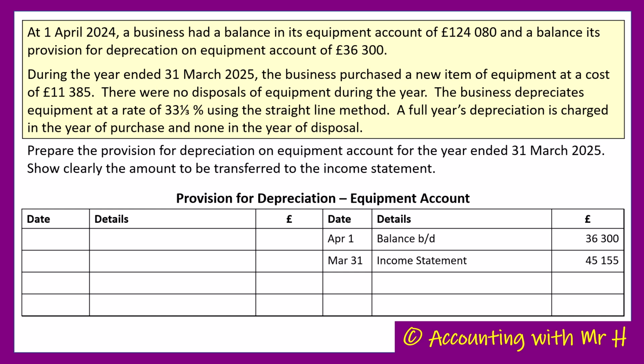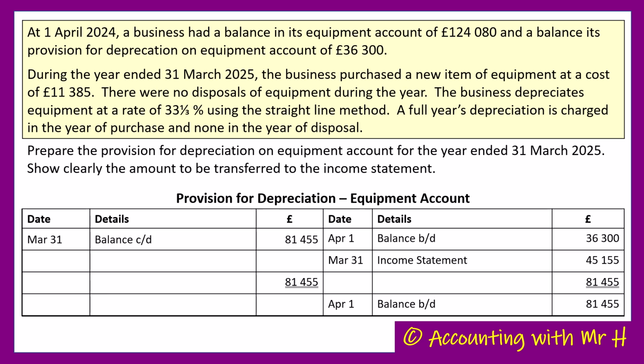You'll see I've put it in. And so that's increasing the total depreciation that they've now done on equipment. If I now balance off the account at the end of the year to £81,455. Remember, straight line depreciation is a calculation based on the cost of the asset, as opposed to reducing balance depreciation, which is based on the net book value of the asset. And remember, net book value is the cost, take away any accumulated depreciation. In other words, any depreciation that is already in the accounts.